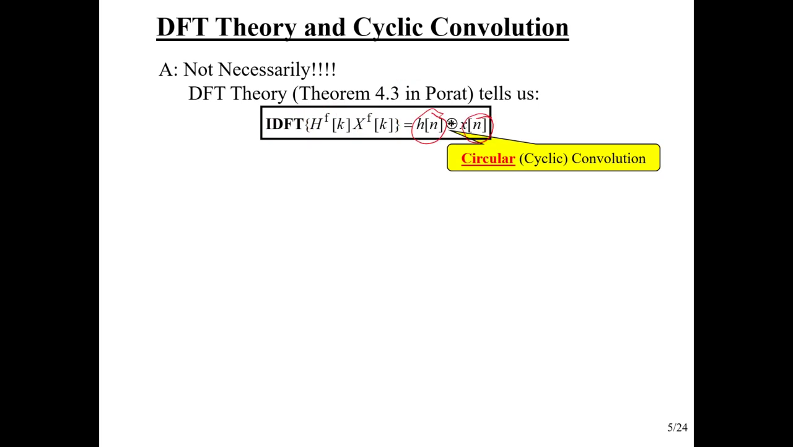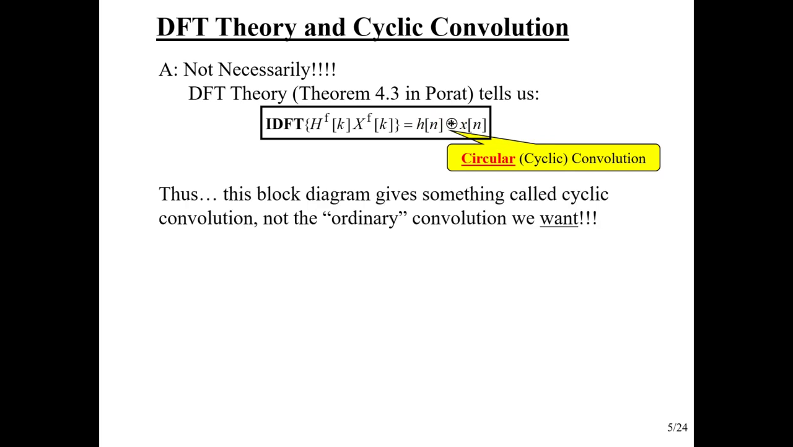We get something that's like convolution, but it's called circular convolution or cyclic convolution. It's different. That's the gotcha. So we don't want cyclic convolution. We want ordinary convolution. So we have to worry about this. So I said not necessarily. That implies that it might work sometimes, but not other times.